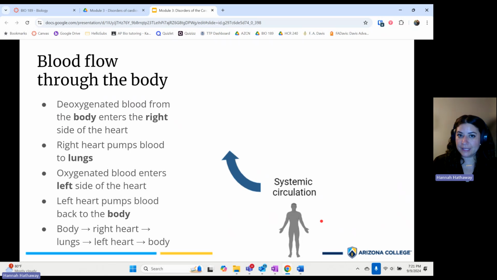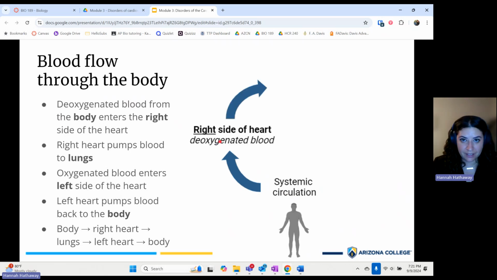I recommend that when you sit down to take the midterm, the very first thing you do on your piece of scratch paper is draw a version of this diagram, because it's going to help you out so much in applying the knowledge of how the circulatory system works. So we have the systemic circulation, meaning everything that's not the heart and not the lungs. The blood goes from the systemic circulation and enters the right side of the heart.